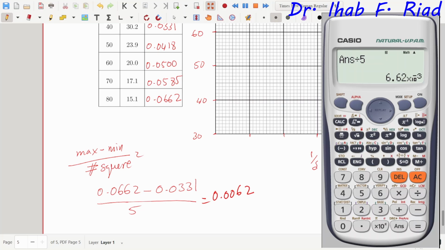Okay, so 0.0062 is not going to be a good choice. The next best one is to round it up to 0.01. Okay, 0.01. And we are going to start from where? We are going to start from 0.03.